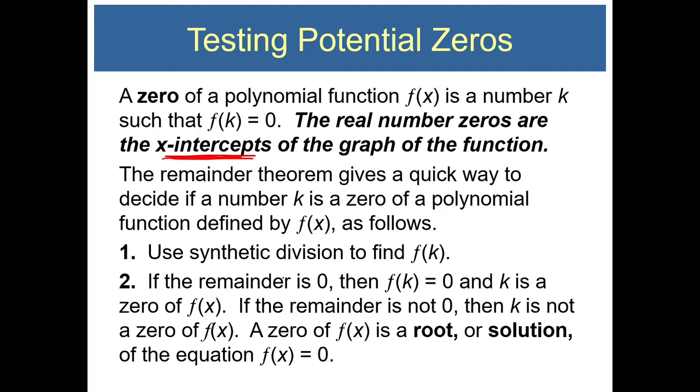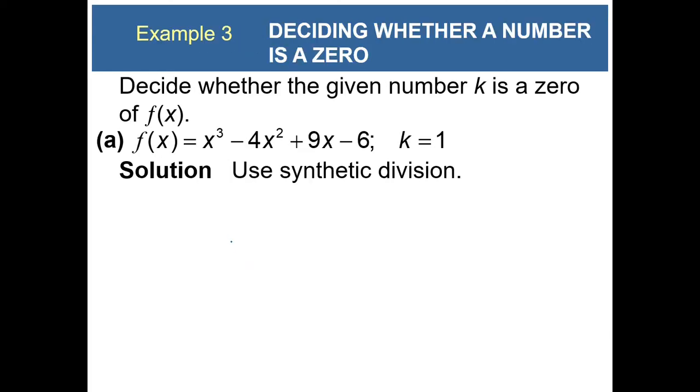We can use synthetic division to find f of k. If the remainder is 0, then f of k equals 0, and k is a zero of f of x. If the remainder is not 0, then k is not a zero of f of x. A zero of f of x is also known as a root or a solution to the equation f of x equals 0. Decide whether the given number k is a zero of f of x.